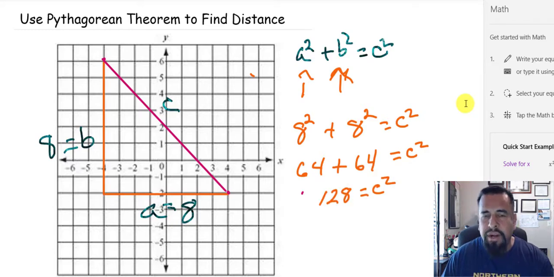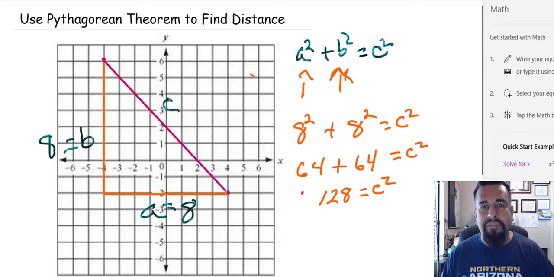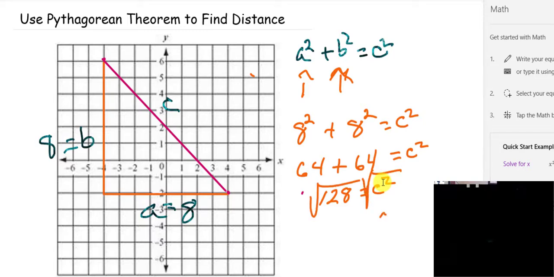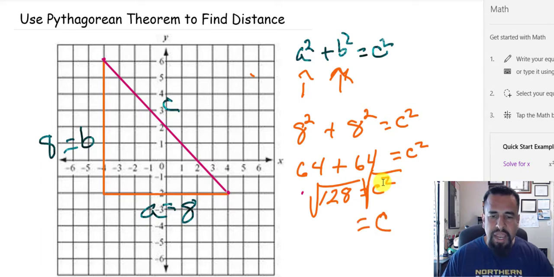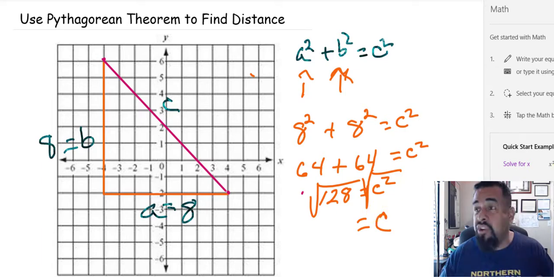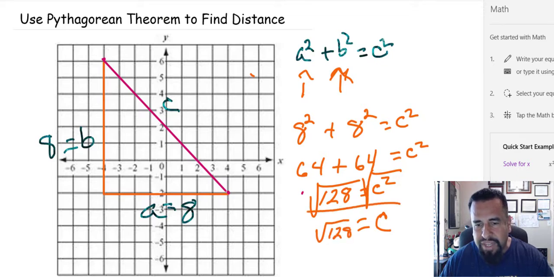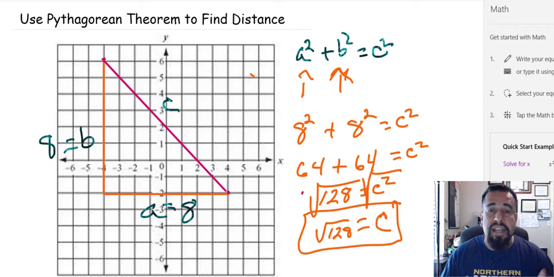128 equals c squared. And always, we cannot leave the variable with a square, to the power of 2. We must undo it, and we undo it using radicals. So we're going to take the square root of each side, this side and this side. So c equals, and 128, since it is not a perfect square, I am just going to leave this as the square root of 128. You can write that as your final answer for the distance c.